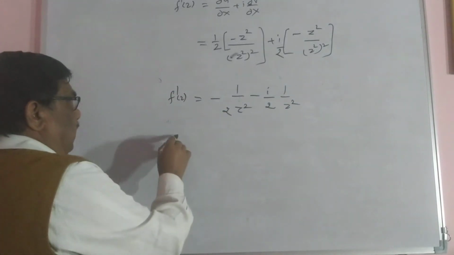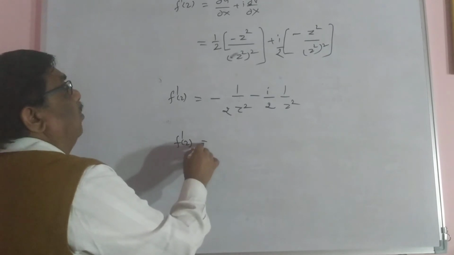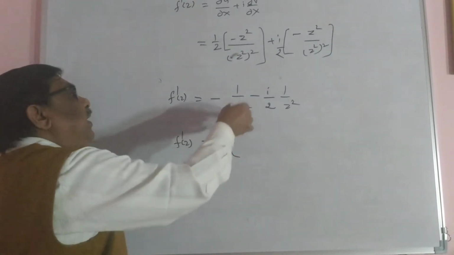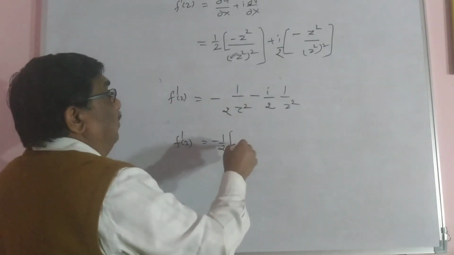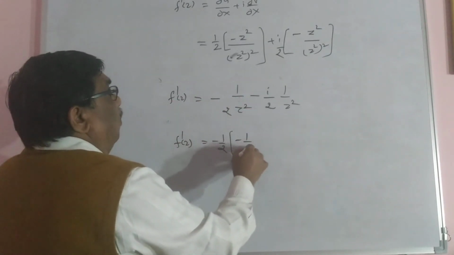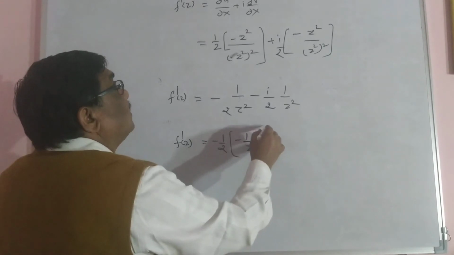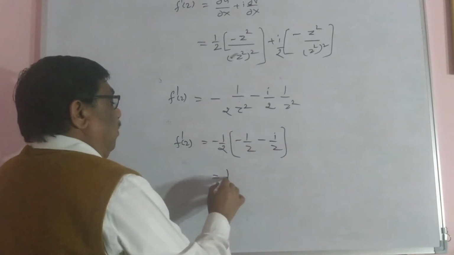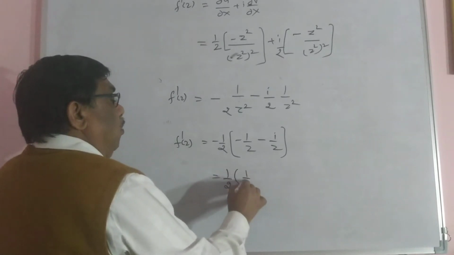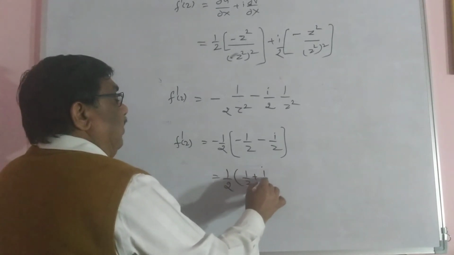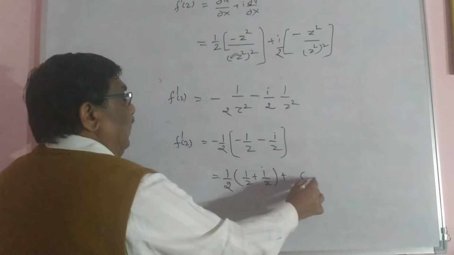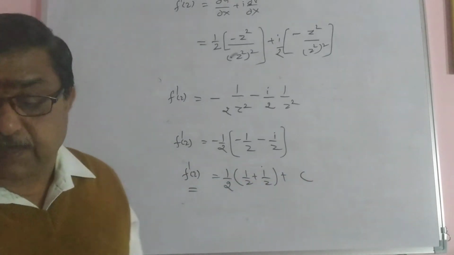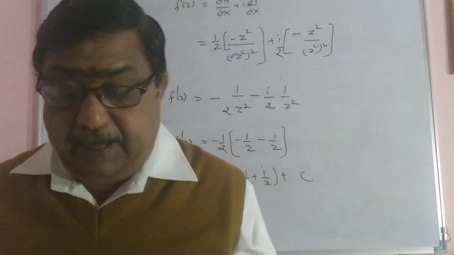Integration gives f(z) equal to minus 1 by 2 is common. If I take it out, z raised to minus 2 is minus 1 divided by minus 1. So minus 1 upon z minus i divided by z, and this minus minus becomes plus 1 upon 2, 1 by z plus i divided by z plus integration constant c, f(z). This is the problem. Now we'll go to the next.